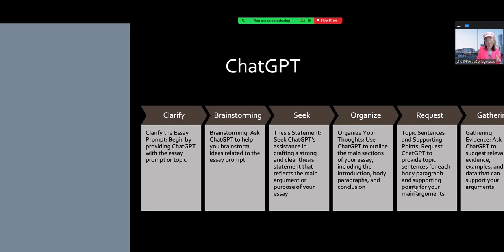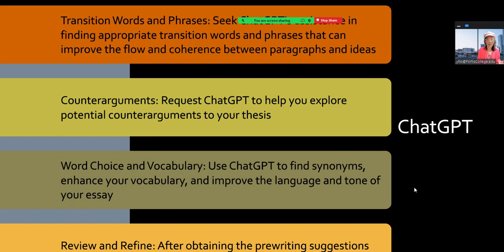And also, if you're writing a persuasive essay, you could go to procon.org, click on the topic that you're interested in, then scroll all the way down, and procon.org will give you the pros and the cons of that topic to help you with your counter-argument paragraph. And then ChatGPT can help you with putting in transition words, counter-arguments, help you with word choice and vocabulary, and help you review and refine your sentence structure, which is the same thing that Grammarly does as well.